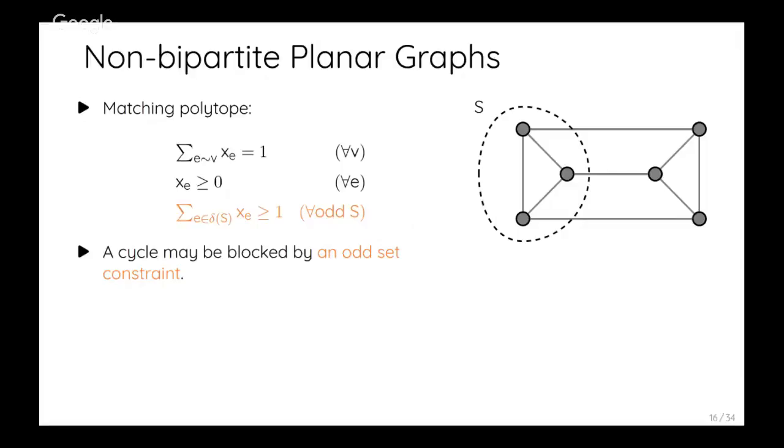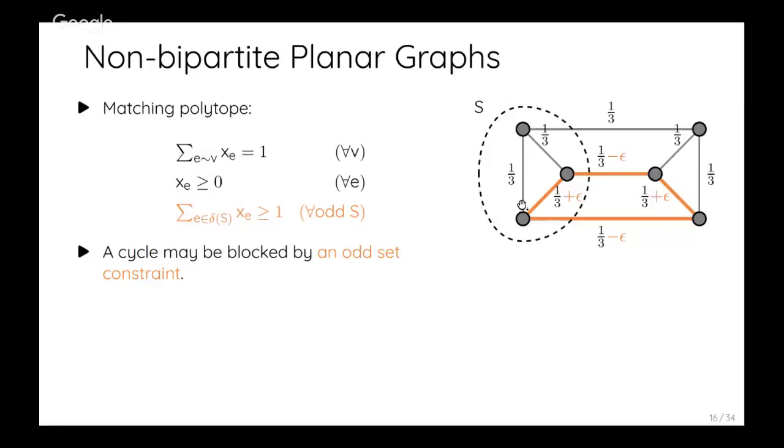So how does that make our lives harder? Previously we were finding an even cycle, and I can still try to add epsilon and remove epsilon from the edges of it. But now the third type of constraint might be the one that blocks me, right?